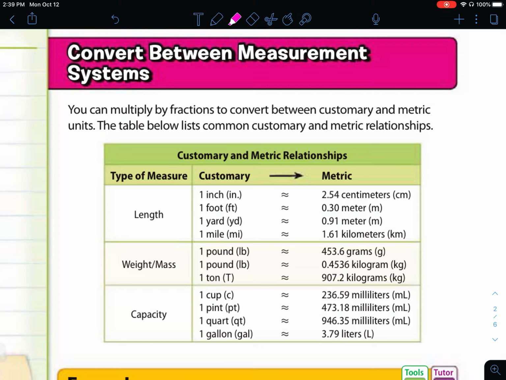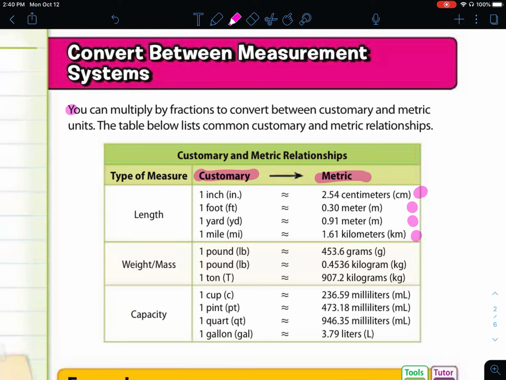So when you talk about the customary system, that's what we use here in the United States. Customary refers to inches, feet, yards, and miles. On the other hand, the metric system is what they use all around the globe. You have centimeters, meters, kilometers. So you have your customary system against the metric system.